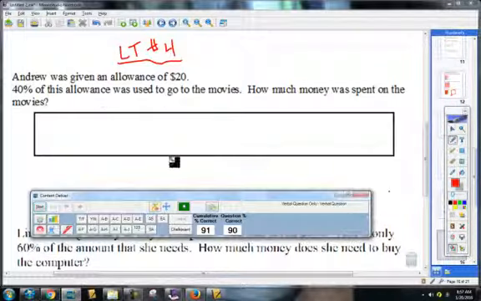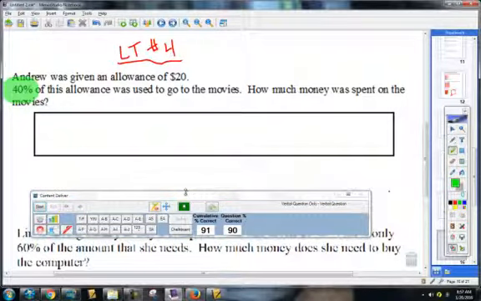Okay, now let's read it first of all. Andrew was given an allowance of $20. 40% of this allowance was used to go to the movies. How much money was spent on the movies? Okay. Now, I told you guys the first thing you always have to identify is the what? Isn't it the percentage? Yeah. Because that's what's going to tell you how to cut up your strip diagram.